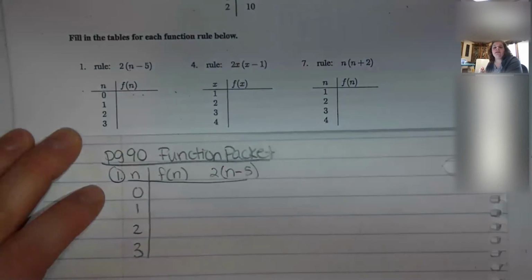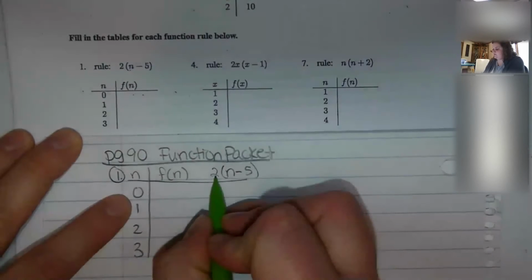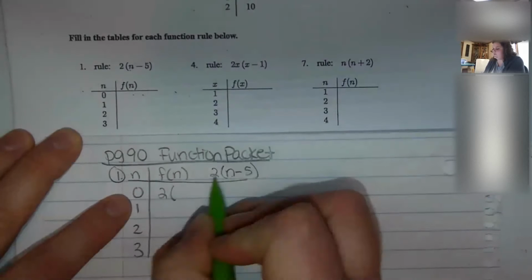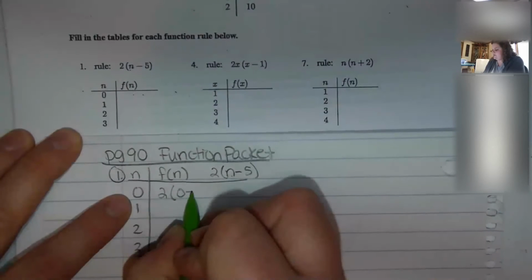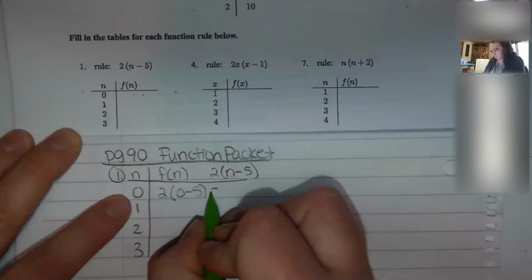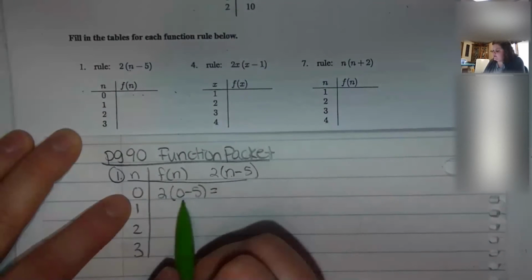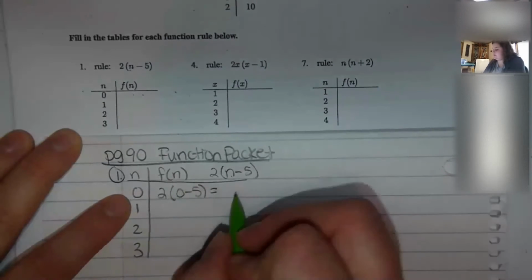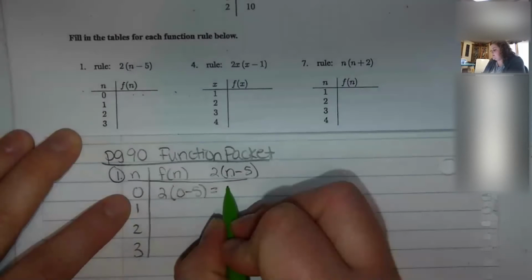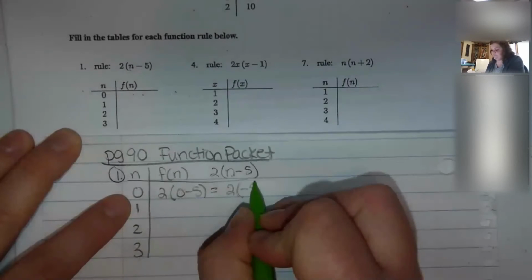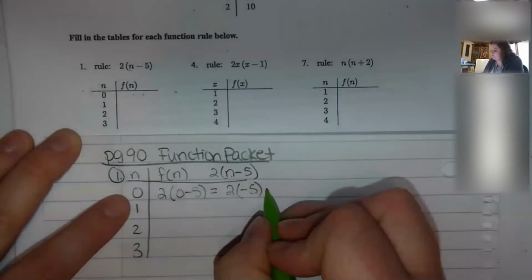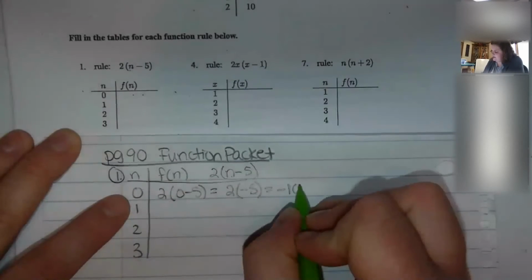Okay, so wherever I see an n, I'm going to put in the number they give me. So 2 parenthesis, instead of n now, I'm going to put in a 0. So I have 0 minus 5. Order of operations tells me I need to do this stuff in parentheses first. I have to do that 0 minus 5. So what is 0 minus 5? It's negative 5. So now I have 2 times negative 5, which is a negative 10.